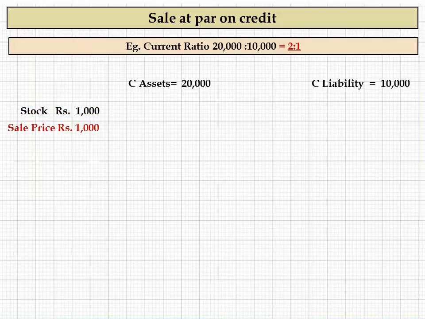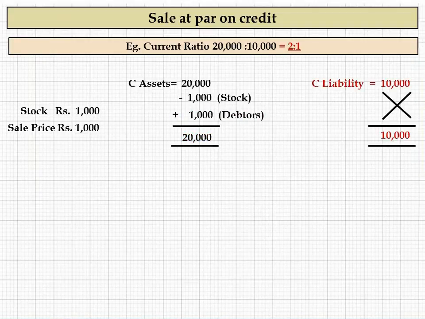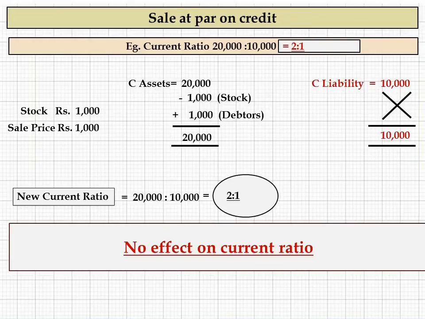So what will happen? We'll lose the stock of rupees 1,000, means we are losing current assets of the same amount. And on the other side, we are creating debtors in our books because the goods have been sold on credit. So the current assets will increase due to debtors by rupees 1,000. So the net effect on the current assets will be the same, means new current assets will be 20,000 and new current liabilities will be 10,000, means 2 is to 1, means no effect.